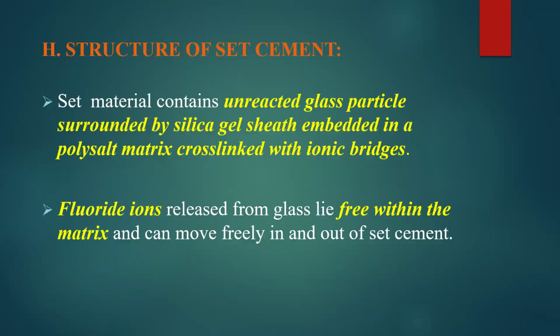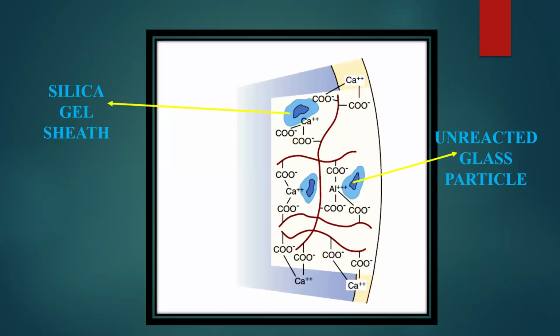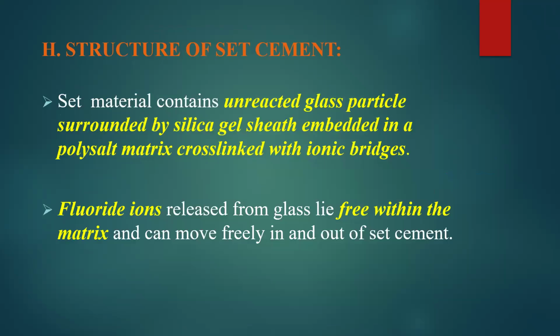All right. Now, whenever you're learning or writing about the setting reaction of any cement or material, you should mention the structure of the set cement. What is the final product that we receive? The set material consists of unreacted glass particles surrounded by silica gel sheath, embedded in a polysalt matrix cross-linked by ionic bridges. We have an unreacted glass particle surrounded by a silica gel sheath in a cross-linked polysalt matrix, which are linked by ionic bridges. That is the structure of the set cement.